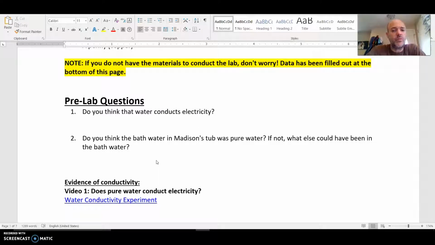Go ahead and answer these pre-lab questions. Question number 1, do you think that water conducts electricity? And question number 2, do you think the bath water in Madison's tub was pure water? And if not, what else could have been in the bath water? So think about that, and we're going to talk about those in a minute. I'll give you 5 seconds here, and then I will move on down.